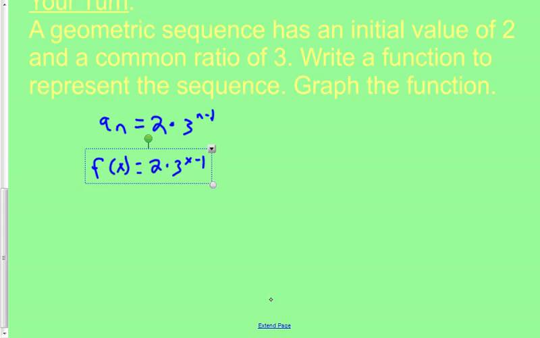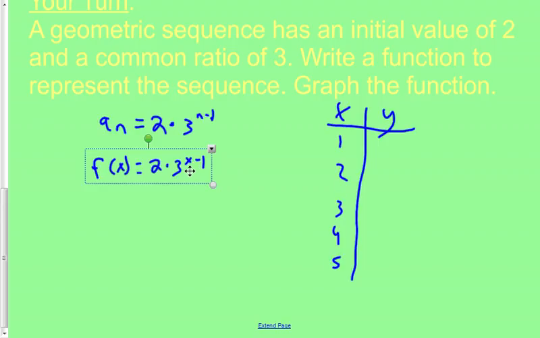And then to find points to graph, we would make a little t-chart, x and y. So let's just say we have 1, 2, 3, 4, 5. Filling in 1 for x, that would be 0 as an exponent, and 3 to the 0 power is just 1, so this would be 2. If we put in 2 there, we'd have 3 to the first power, so that'd be 6.